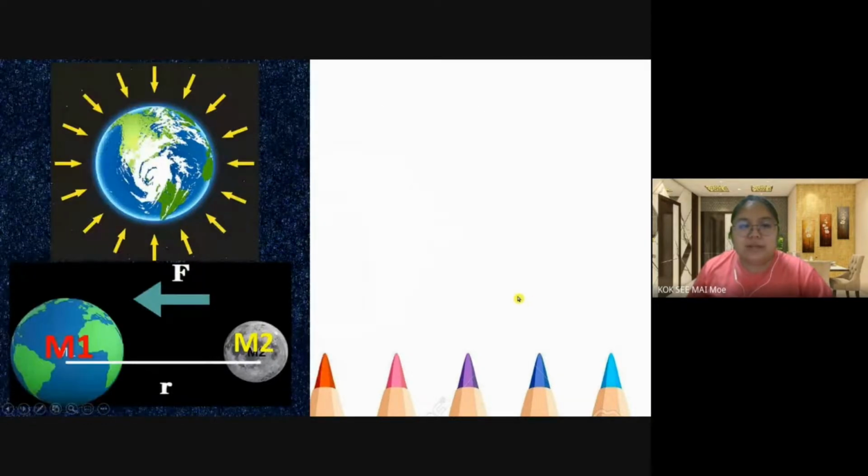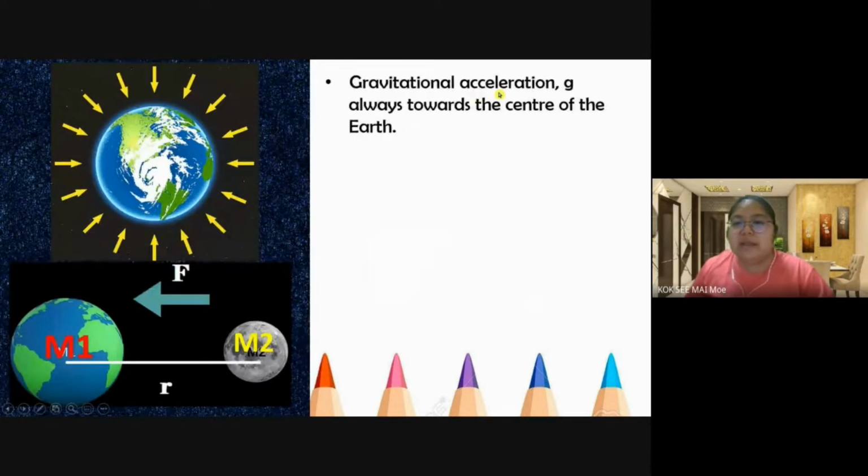Now we're going to see this one. Gravitational acceleration g is always towards the center of the Earth. That means it pulls from everywhere on the surface; you also get pulled towards the center of the Earth.